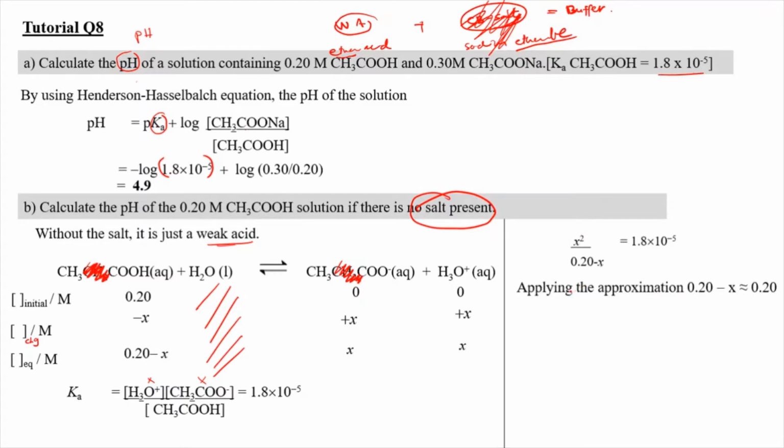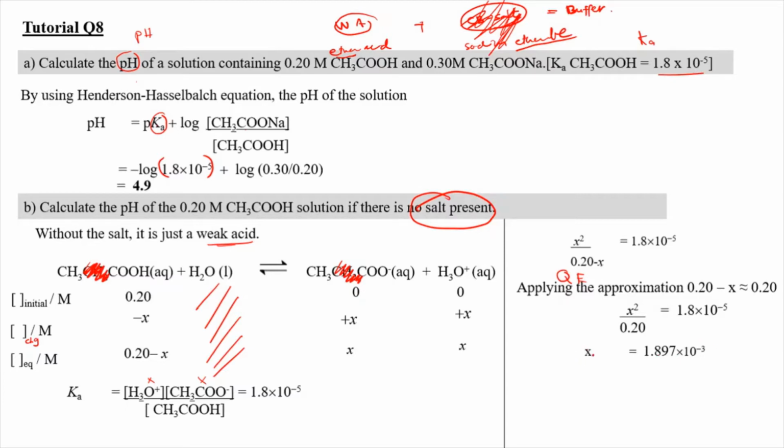And then we need to apply the approximation, because we know that our Ka value is very, very small, as it has times 10 to the power of negative 5. So we can make an assumption in which 0.2 minus x is equal to 0.2. You can also use the quadratic equation straight away and you will get a similar answer. So I'm just going to use the approximation here. So you're going to have x squared divided by 0.2, and then x squared is equal to 1.897 times 10 to the power of negative 3.